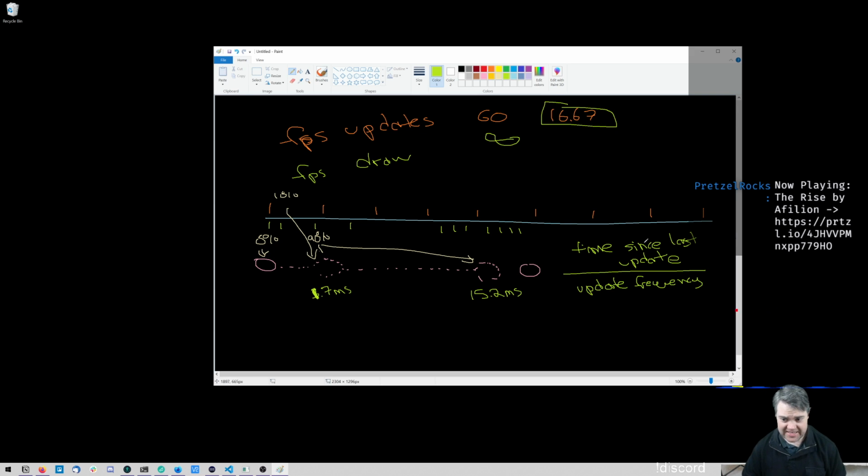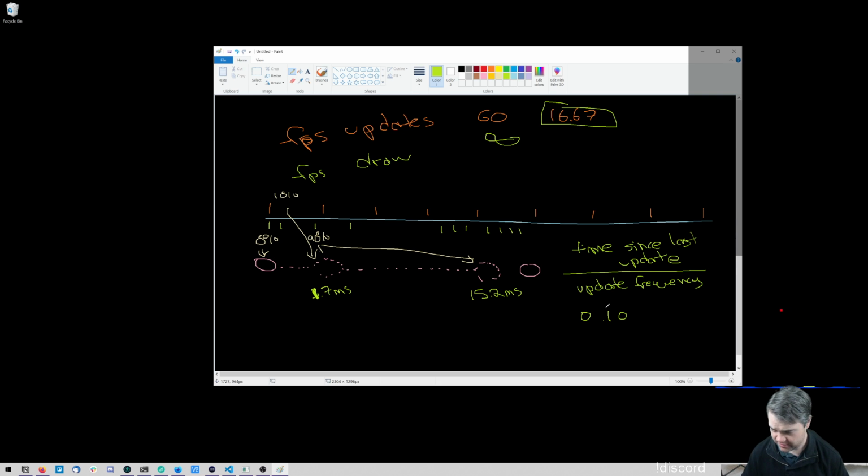Now they have to be the exact same units. So these are milliseconds, these are milliseconds. If we're talking nanoseconds, then these are nanoseconds, these are nanoseconds. If I do this division, we're going to get something like 0.10, which if I multiply by 100 gives us a percentage. So that's actually what we're going for here.